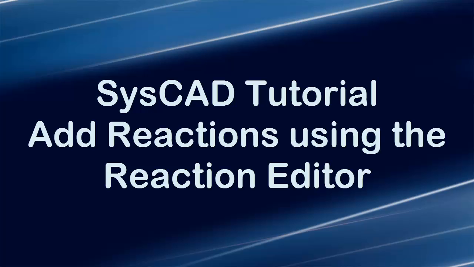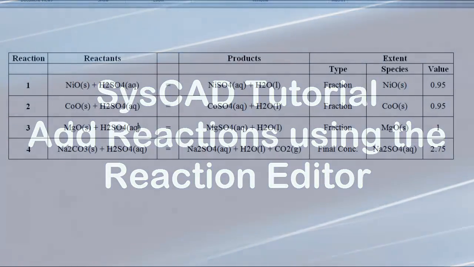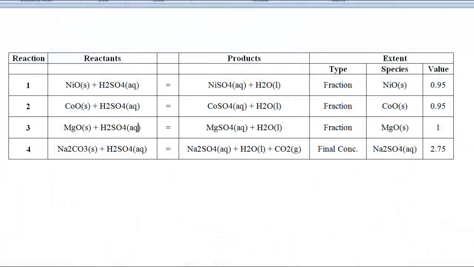In the previous exercise, we turned on the reaction block in the autoclave, and we will now add the reactions shown here using the reaction editor. So you'll see we've got 4 reactions where we're leaching the metal oxides with sulfuric acid, and the sulfuric acid is in the aqueous form.